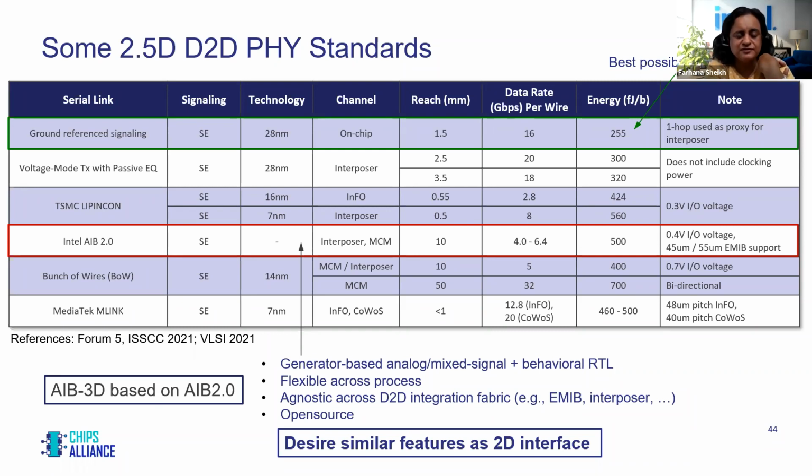So depending on your choice of technology node, you can build an AIB 2.0 interface. And not only that, you can use it for die-to-die integration across different fabrics. We do see universities taking AIB and wrapping it and using it for not just EMIB packaging, but over interposer and other types of die-to-die integration fabrics. And then the other nice thing is that it is open source.